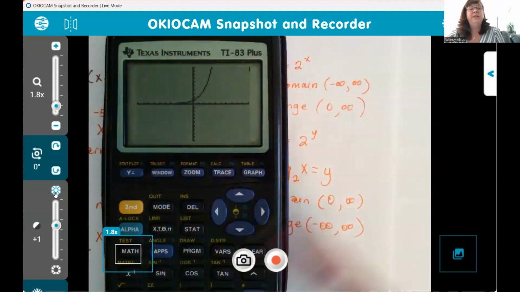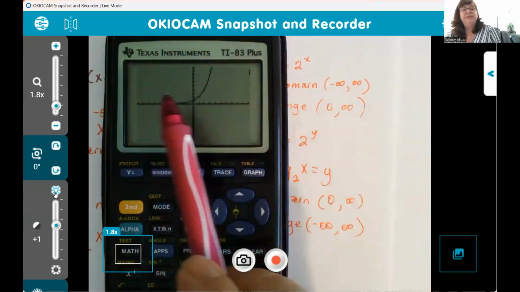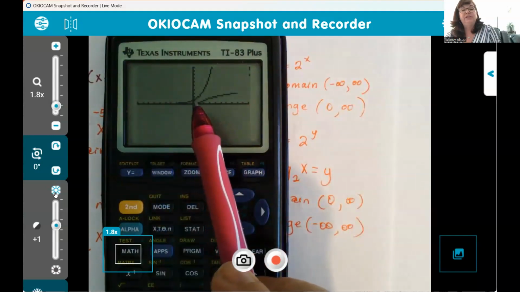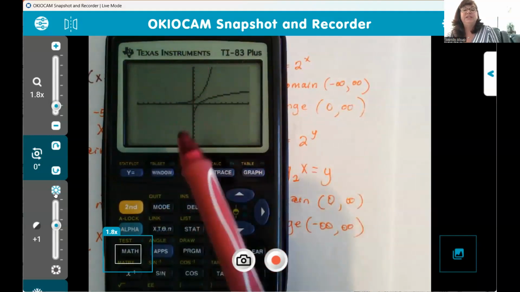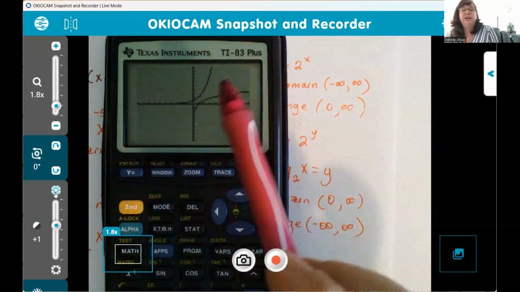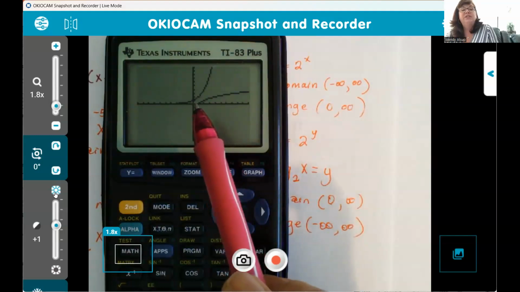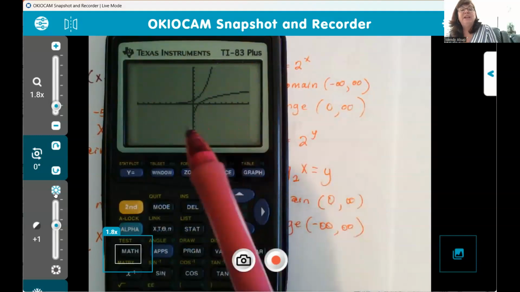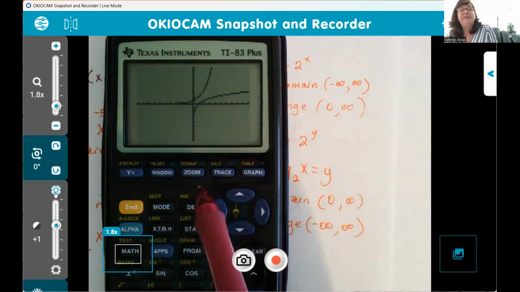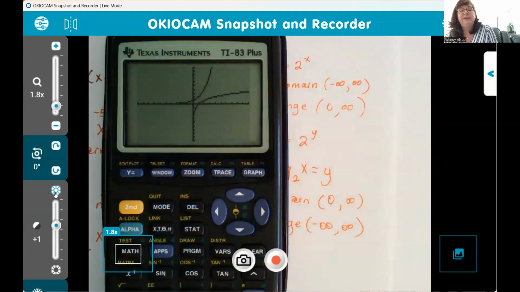All right, there's your original one, with domain negative infinity to positive infinity, but the range is 0 to positive infinity. And then here's the inverse, which is a reflection across y equals x. This is log base 2 of x. Notice that its domain starts at 0, domain 0 to infinity, but its range goes from negative infinity to positive infinity. So the domain of the one becomes the range of the inverse and vice versa.